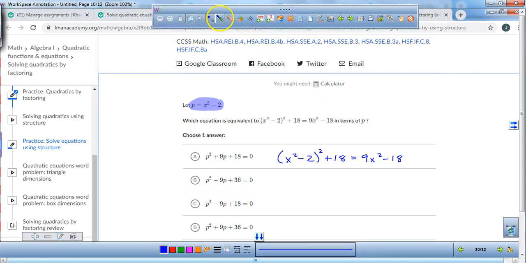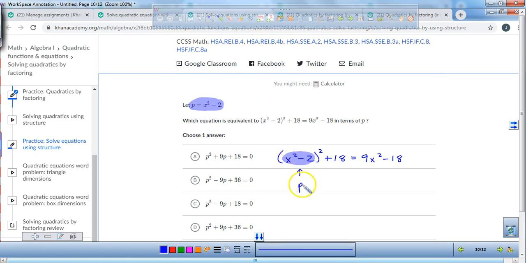Now, notice it says p is equal to x squared minus 2. So I'm going to replace that with the letter p. If I replace this with the letter p, now it's not x squared minus 2, it's just p that is being squared, plus 18 equals 9x squared minus 18. Now look carefully. What number goes into a 9 and an 18? That's the number 9. If I factor out a 9, that leaves me with x squared minus 2.